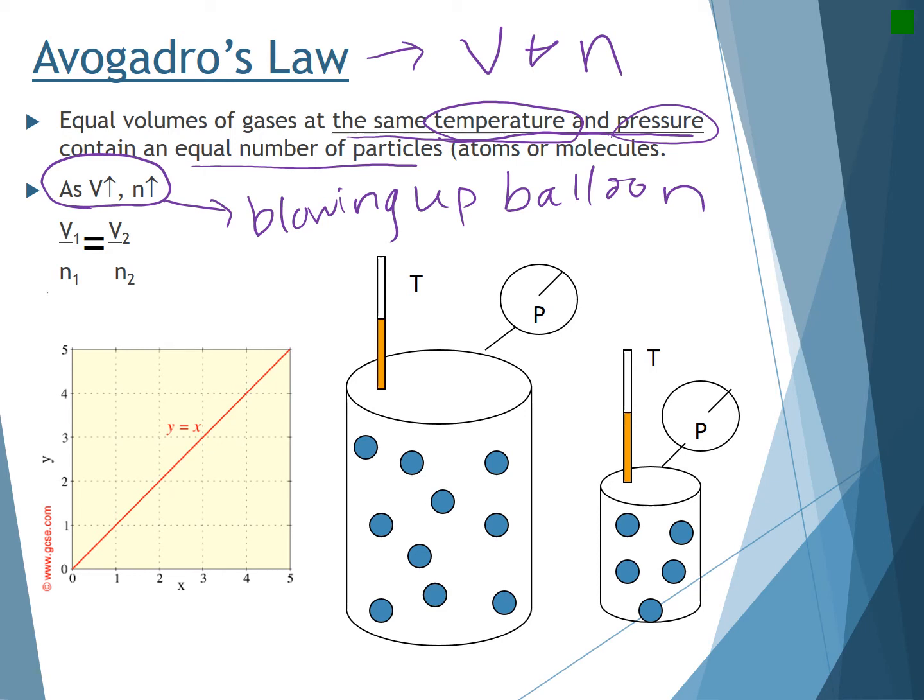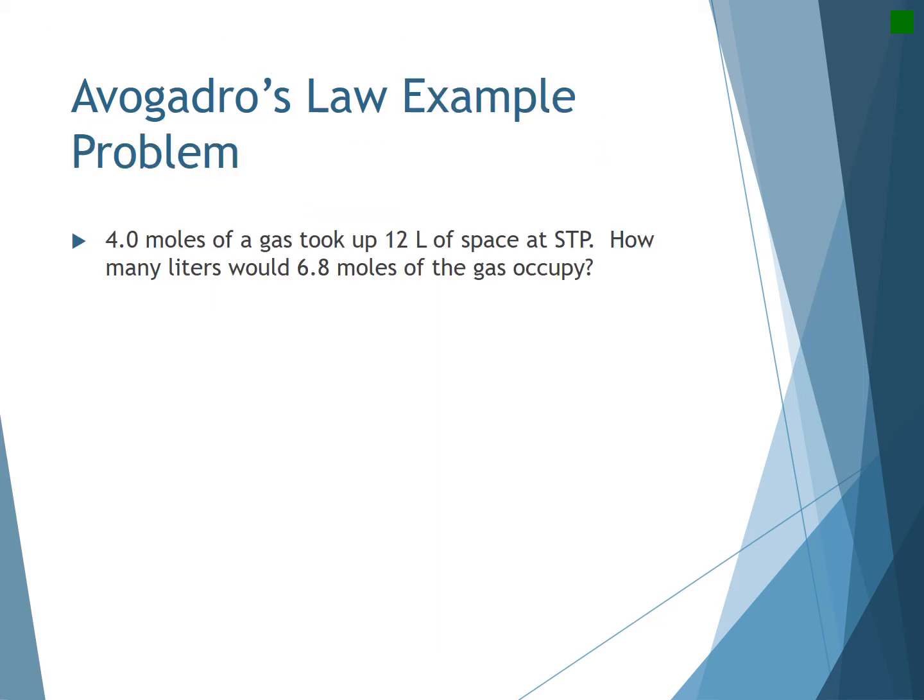The formula is V over N equals V over N, and it is a direct relationship, just like all of the other direct relationships that we have dealt with so far. So let's just do an example problem.